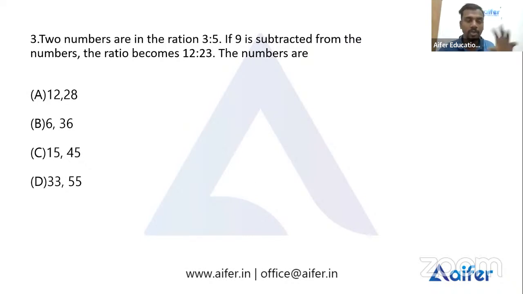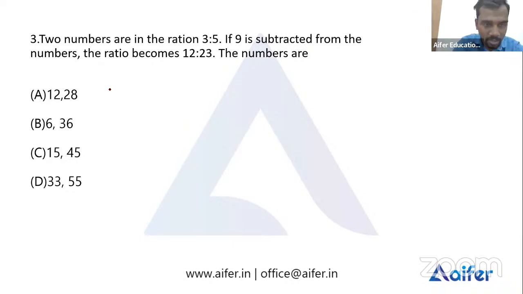It's already given: two numbers are in the ratio 3:5. If 9 is subtracted from the numbers, the ratio becomes 12:23. The numbers are, that's the question. So try to do, I will give you a few seconds.